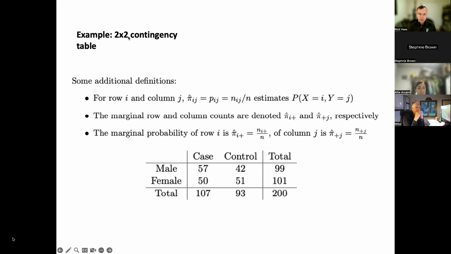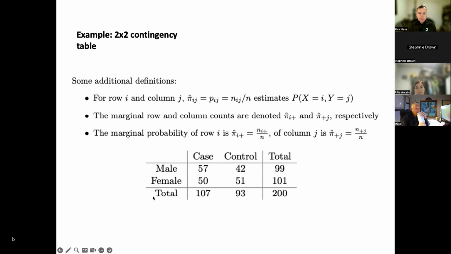The twos represent that, right? The first two represents the fact that the first category has two levels, or the first variable has two categories, and the other two represents that. So we'll see later when we do our examples that we can have 2 by k. Usually we use the letter k to denote the number of categories. So it's not uncommon to see a 3 by 5 table, and so on and so forth.